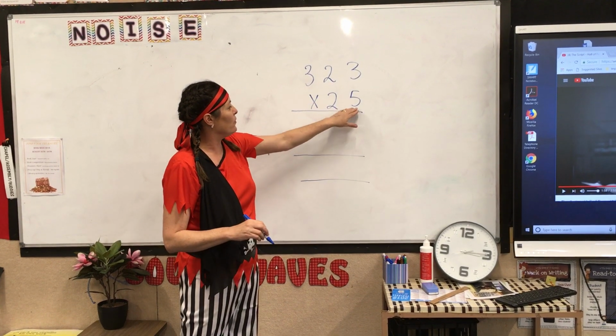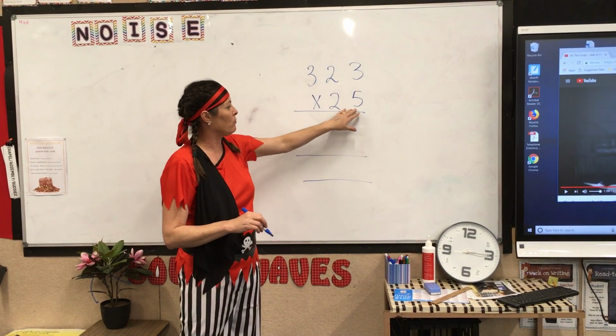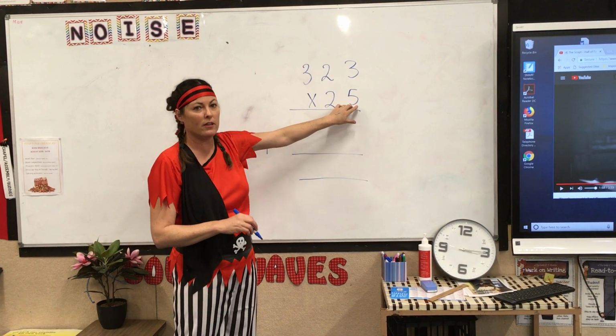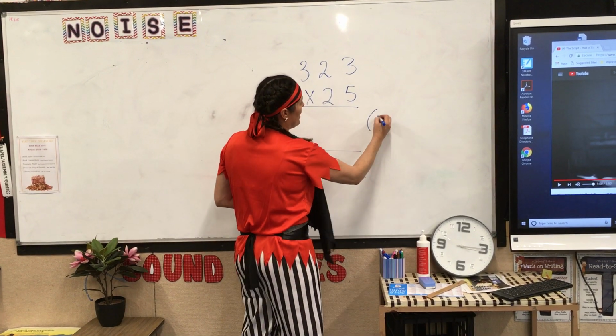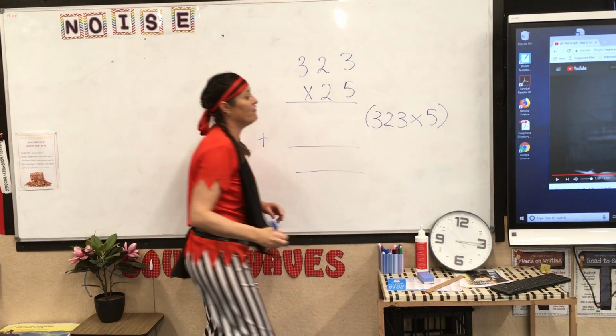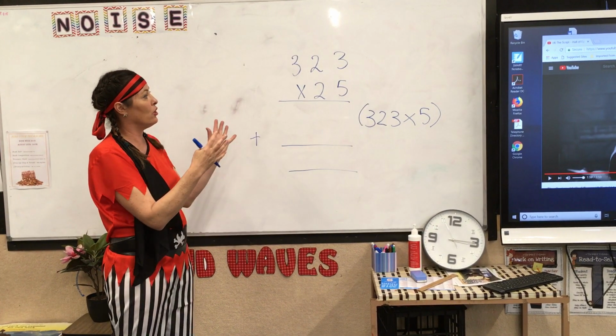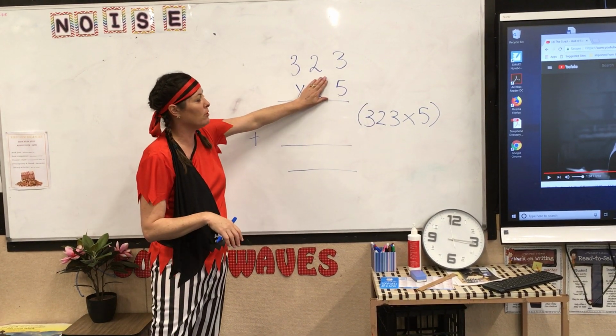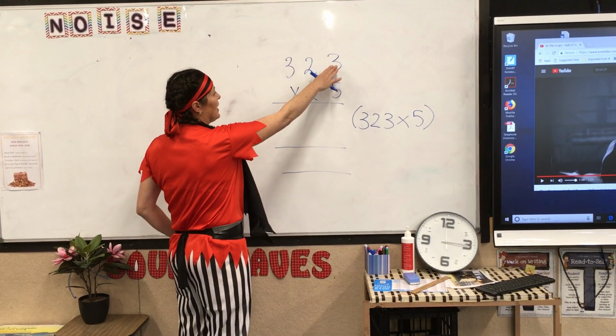We look at, first of all, timesing the 323 by the ones first. The 5 is worth 5. So we know that the answer in this line is going to be 323 times 5. Okay, so we're going to solve that one first. Let's forget about the 2. Imagine it's not even there. We start with the ones.